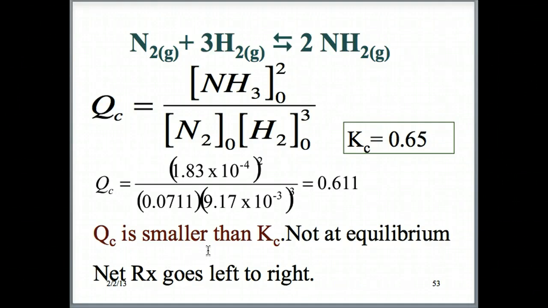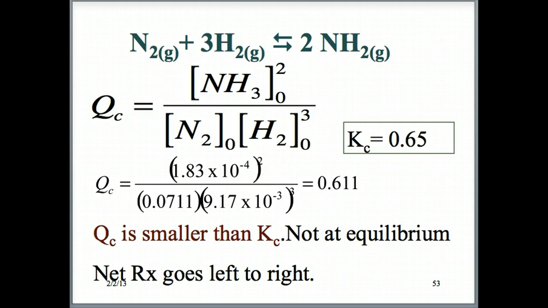Since it's smaller than K, what does that mean? That means that we have too much of the reactant, too much of the denominator. When your denominator gets large, the number gets smaller. When the numerator gets large, your number gets larger. So since Q is too small, that means our reactants are too big compared to the equilibrium concentrations, which means that we must proceed towards the product, towards the NH3.